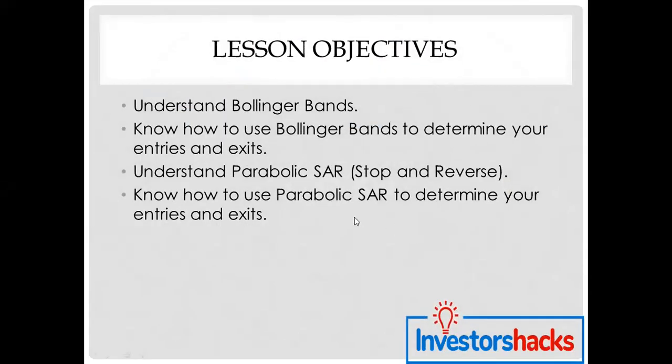Today, we are going to look at two technical indicators, Bollinger Bands and the Parabolic SAR, that is stop and reverse. In today's lesson objectives, we are going to understand what Bollinger Bands are. You'll be able to know how to use Bollinger Bands to determine your entries and exits. You'll also be able to understand Parabolic SAR, and know how to use it in determining your entries and exits.